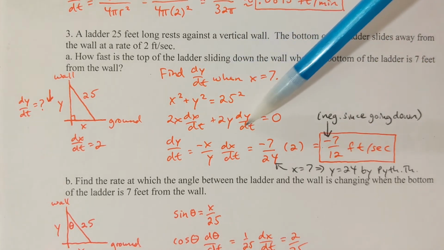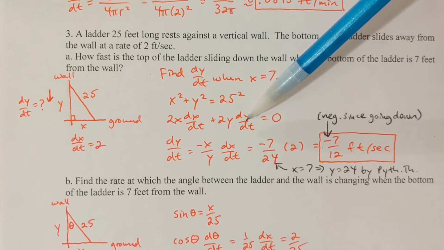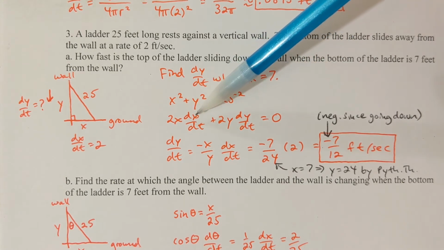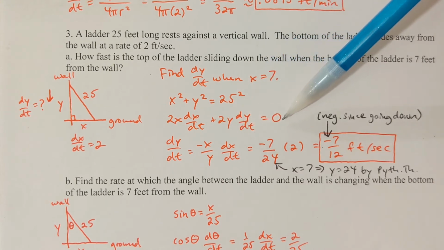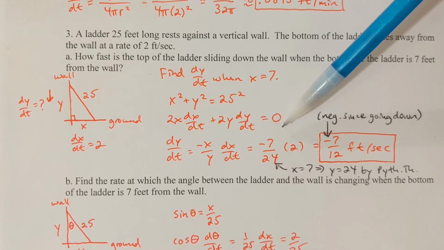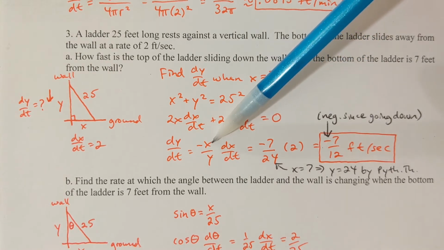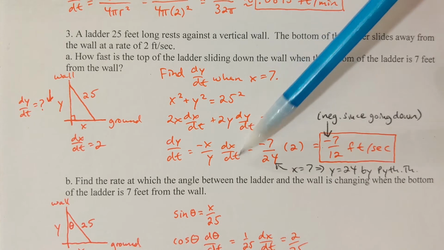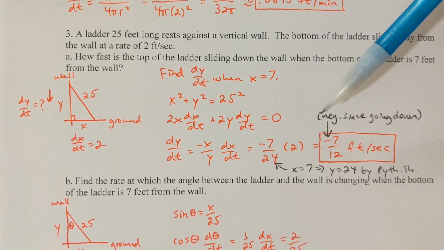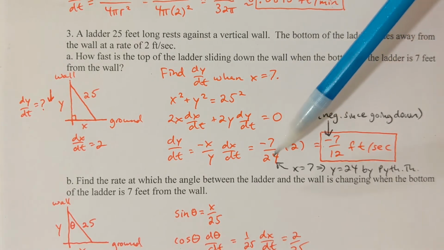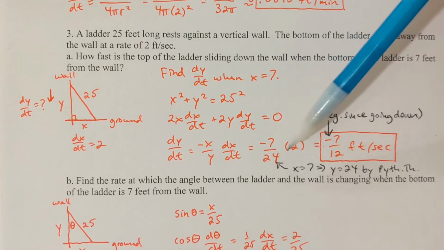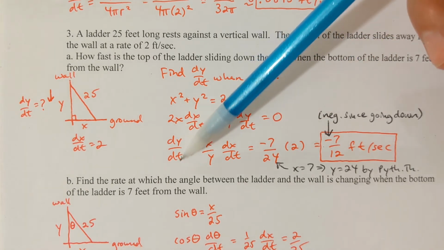So let me solve this equation for dy dt. I'm going to subtract 2x dx dt from both sides and then divide by 2y. The 2's will cancel, and that's going to leave me with negative x over y times dx dt. Okay, dx dt is 2, x is 7. So I just need to find y here, and then I can know dy dt.